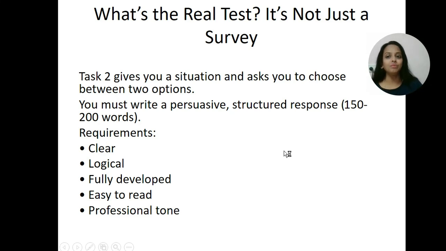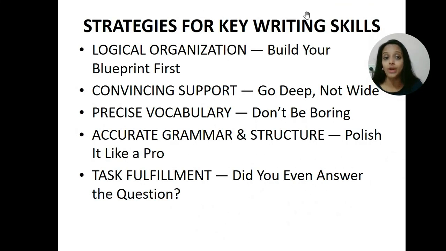Okay, so let's see some of the strategies for key writing skills. The first one is logical organization. This is your blueprint. Let me ask you this. Would you build a house without a floor plan? Of course not. Same with writing. Before you dive into that first sentence, you need a mini plan. Here's how you can plan it.